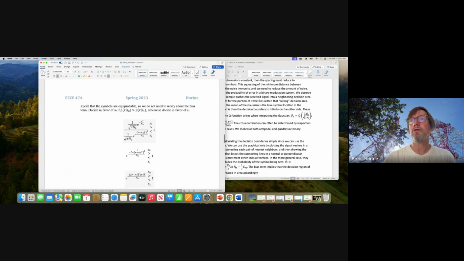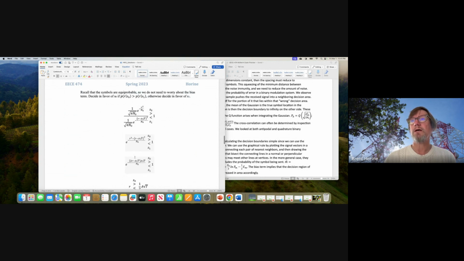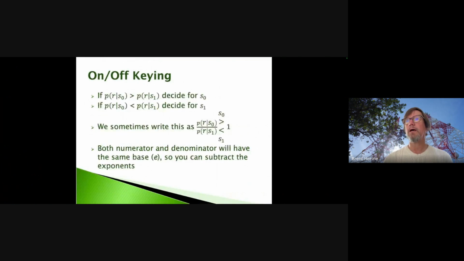Then you can look through this and note that this is deciding in favor of S0 if our probability of receiving R, given that S0 was sent, holds. This again is our MAP receiver with equally probable symbols, so there's no bias term here. Decide for S0 if this holds, otherwise decide in favor of S1. So that's written this way. I talk about that a little bit in the presentation, so that's a little bit of notation that you might run across.